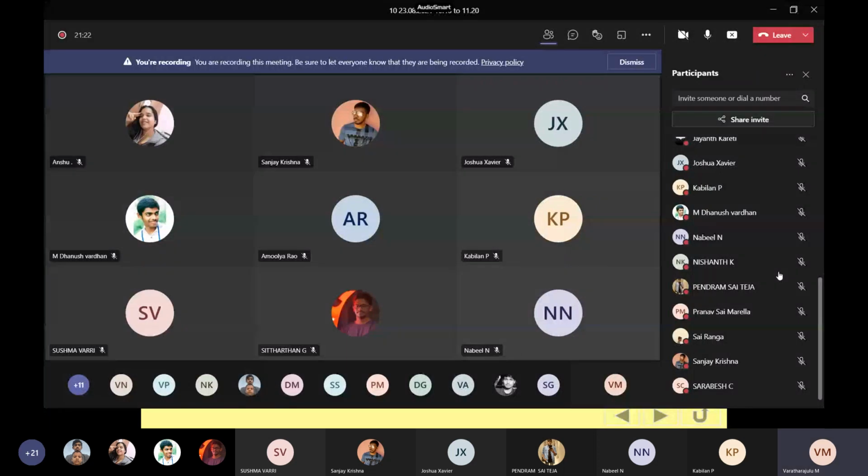Teja, please unmute your mic. See, I am keeping this order. So what happened? Sai Ranga left. Once Sai Teja is not feasible to get the results, I'll approach Pranav. If Pranav also refuses, I'll approach Sanjay. By thinking this, what happens? Sai Ranga left.